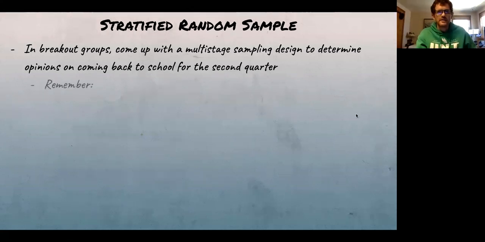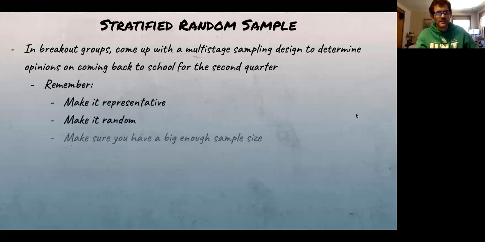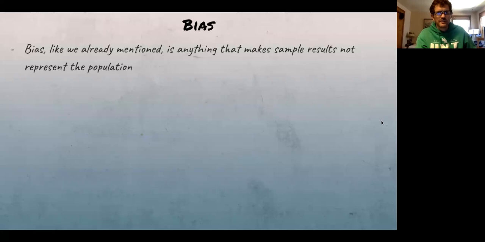Okay, so this is just to set you up. But now let's talk about bias. We're talking about just how we pick who's in our sample, and that's a really important component of sample design. But now we need to talk about how sampling can go wrong.